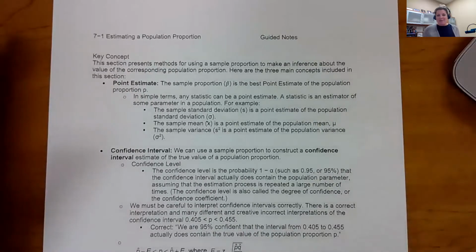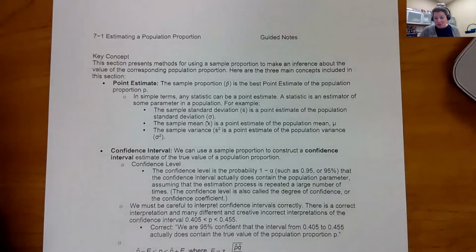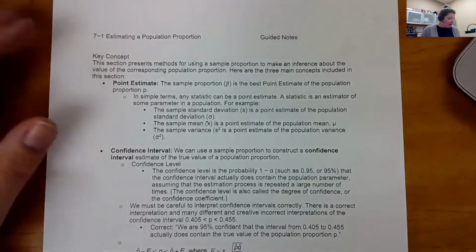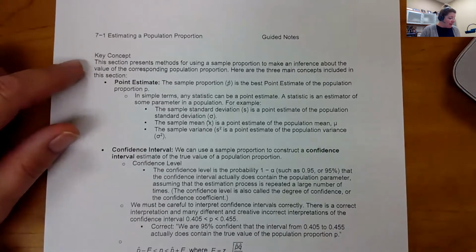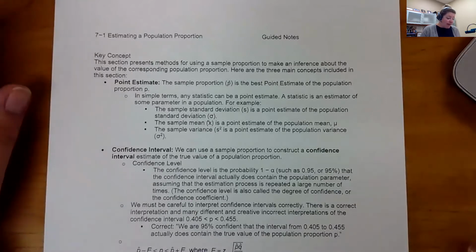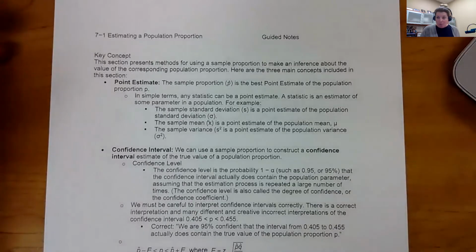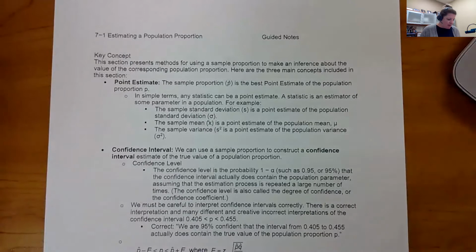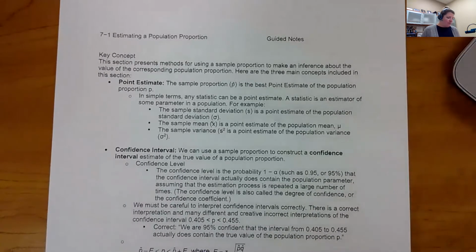Hello, everyone. This video is going to help with 7.1, which is estimating a population's proportion. So our key idea for this section is we're going to present methods for using a sample proportion to make inferences about a value of the corresponding population proportion. Here are the three main ideas.